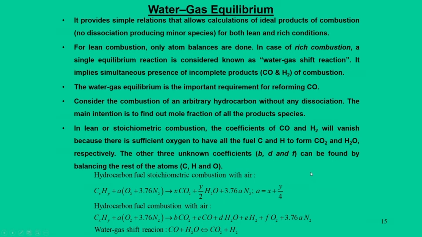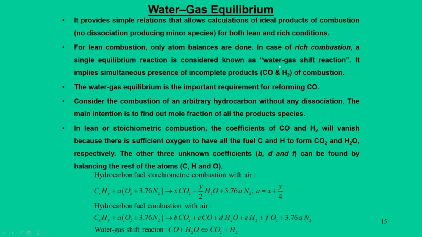Now, we are going to discuss a very important topic called water gas equilibrium. So, water gas equilibrium is a simple chemical reaction that allows us to control the composition in the products of combustion. So, how do you do that? First of all, let us see what the water shift reaction is. We write this equation: CO plus H2O forms CO2 plus H2. So, this reaction is known as the water shift reaction.